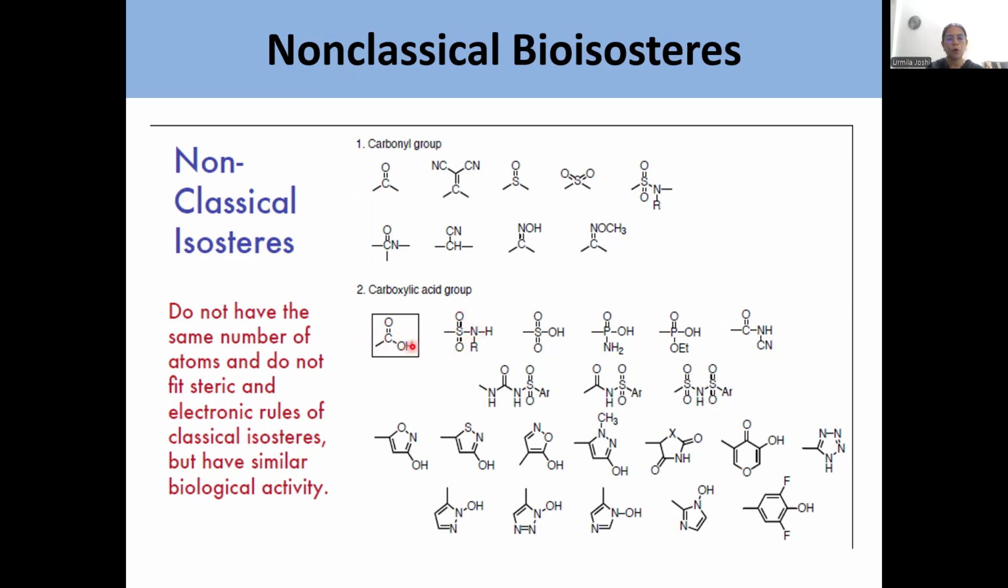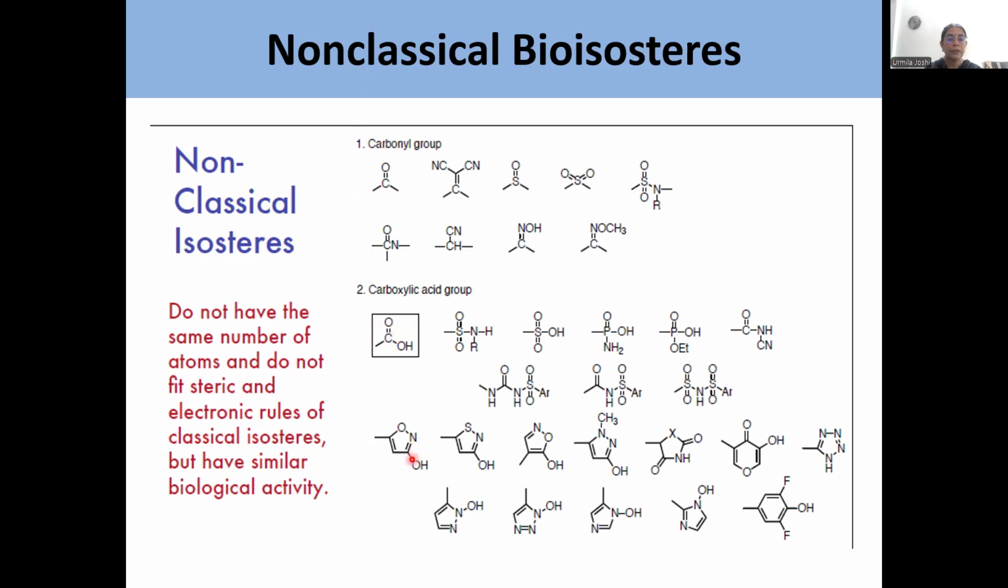This is a hydrogen bond donor. This is a hydrogen bond donor. Same is the case with sulfonic acid. Now look at this H, which is an acidic hydrogen and hydrogen bond donor, has been retained in all these non-classical bioisosteres. Their size is different. The number of atoms are different.